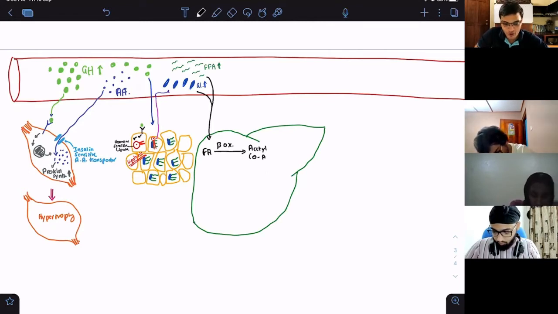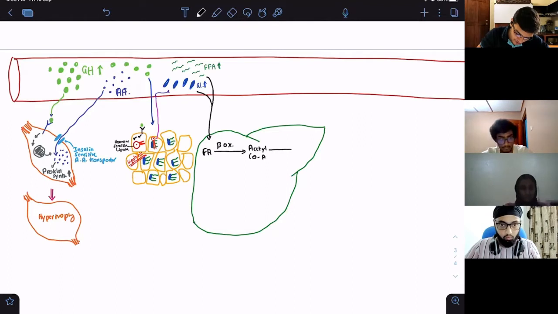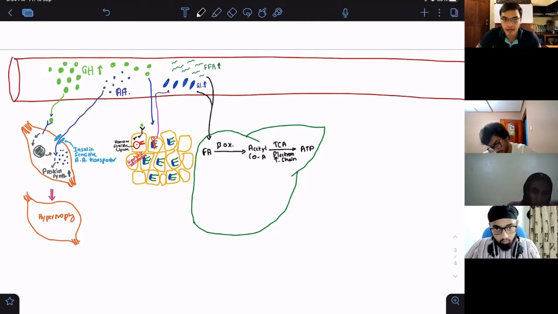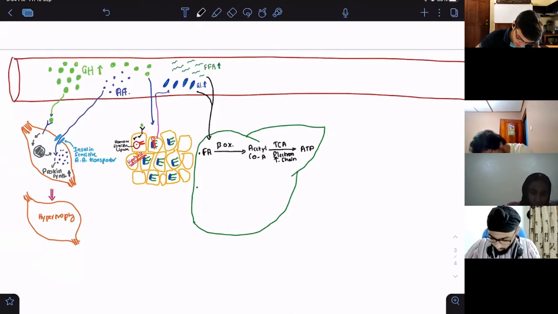The acetyl-CoA, what is it going to do, guys? From here, it is going to go through the TCA cycle, and in the case of fatty acids, we have the electron transport chain to produce eventually ATP. What about the glycerol, guys?